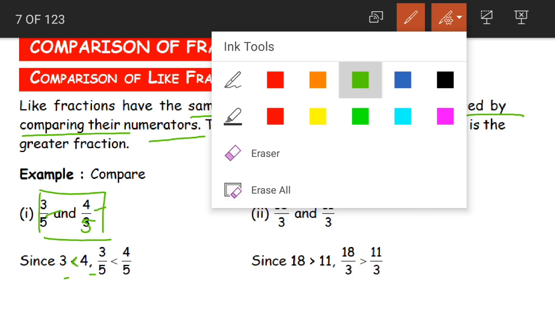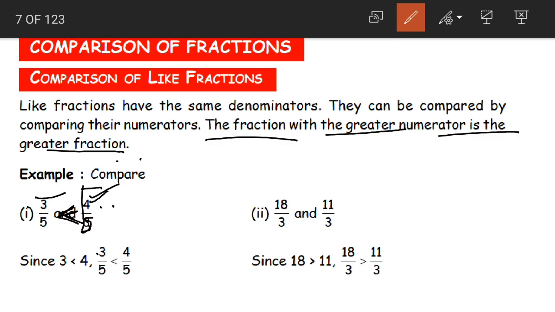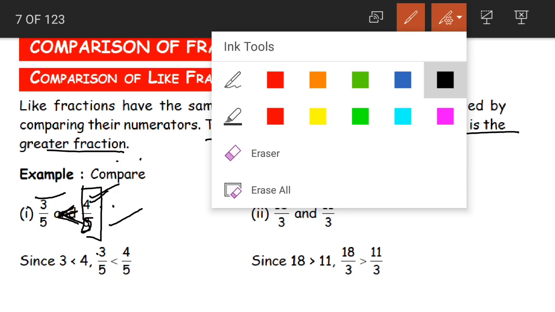So automatically, as 3 is less than 4, 3 by 5 also becomes less than 4 by 5, children. See, the fraction with the greater numerator is the greater fraction. Now among 3 and 4, 4 is the greater numerator. So 4 by 5 will be our greater fraction. Yes, comparison of like fractions is very easy.